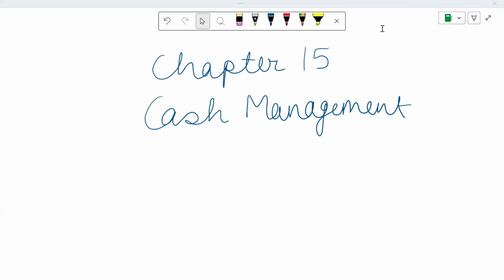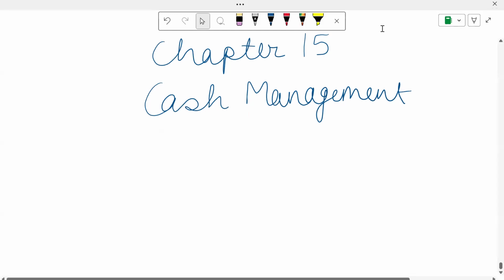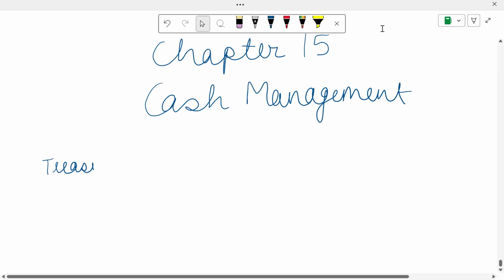We are currently on chapter number 15, which is regarding cash management. This pertains to how much cash a business should be having and how they should manage their cash so that they have both profitability as well as liquidity. The first thing that we learn in cash management is what essentially is treasury management.